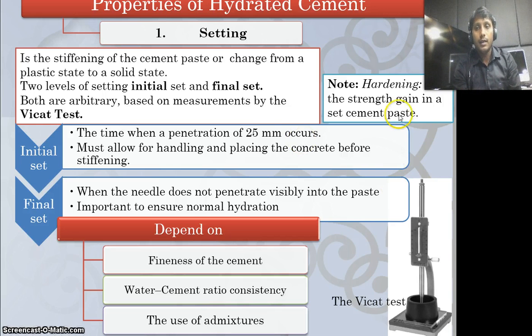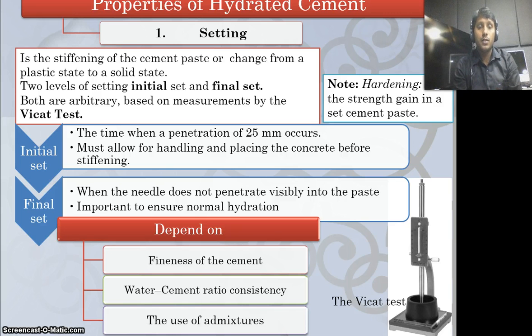See, hardening means the strength gain in a set cement paste. So once cement has set, the strength gained by the cement can be defined as hardening. So setting is the stiffening of the cement paste, or change from a plastic state to a solid state. So when the cement is changing from plastic state to solid state, it is the process of setting.